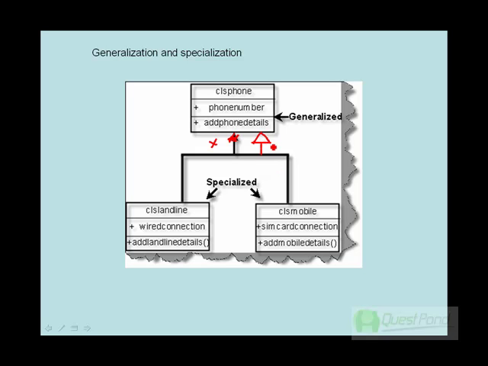With this symbol, you say that CLS mobile is a child of CLS phone, and CLS landline is a child of CLS phone. So CLS phone is the parent, while CLS landline and CLS mobile are the child classes. First, let's try to understand this generalization specialization relationship. CLS phone is a generalized, or abstract, thinking of a phone, but CLS landline and CLS mobile become concrete, so they become specialized thinking.